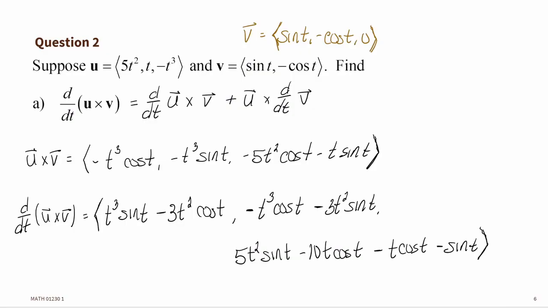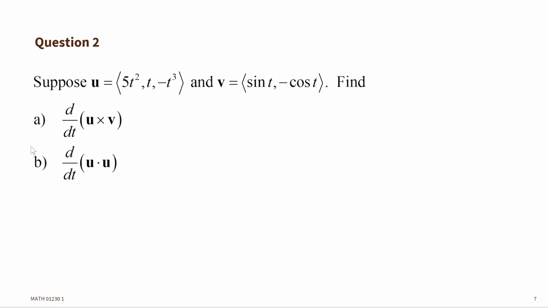That can be simplified. Just for the sake of space, that would be negative 11t cosine of t. All right, next up.